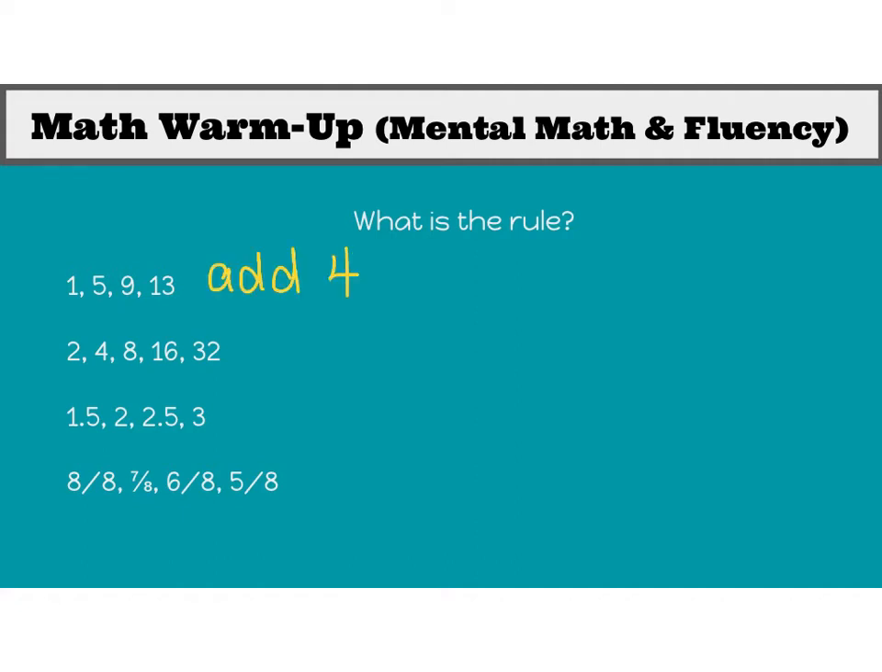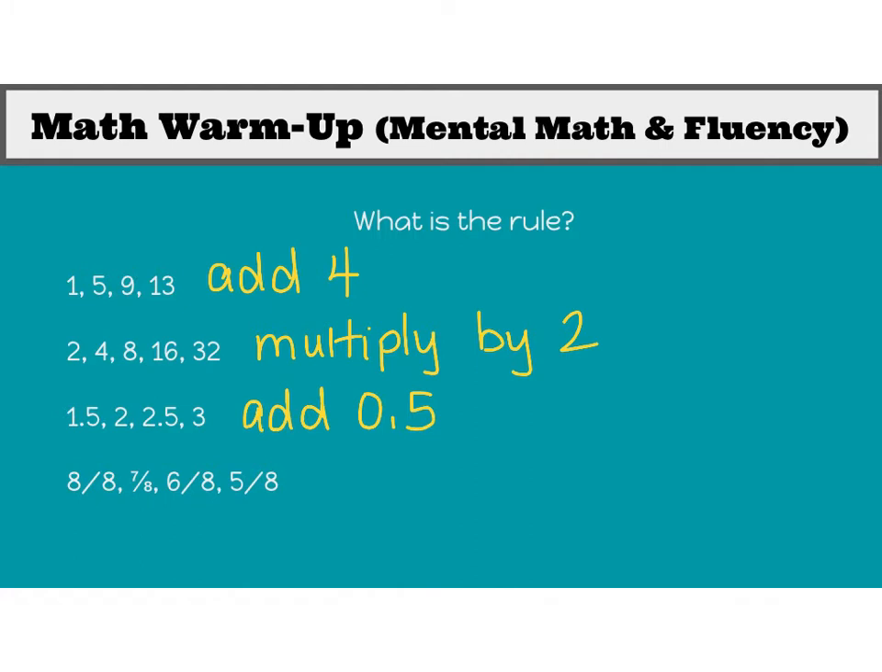So our rule for 1, 5, 9, and 13 is to add 4. Our rule for 2, 4, 8, 16, and 32 is to multiply by 2. Our rule for 1 and 5 tenths, 2, 2 and 5 tenths, and 3 is to add 5 tenths. And our rule for the last one, with 8 eighths, 7 eighths, 6 eighths, 5 eighths, is to subtract 1/8. How did you do?